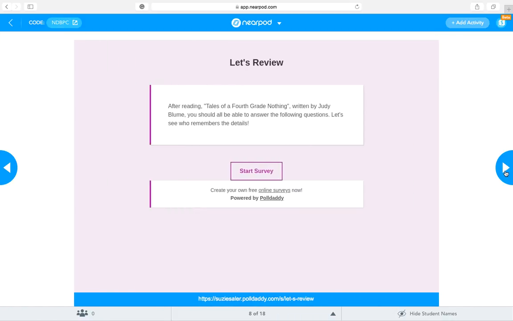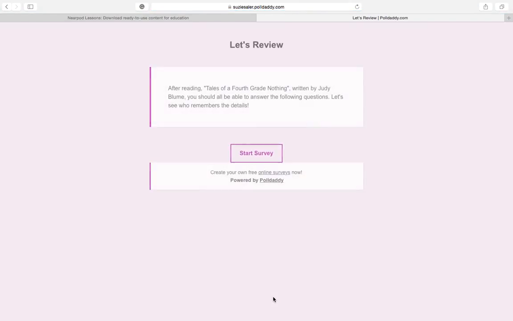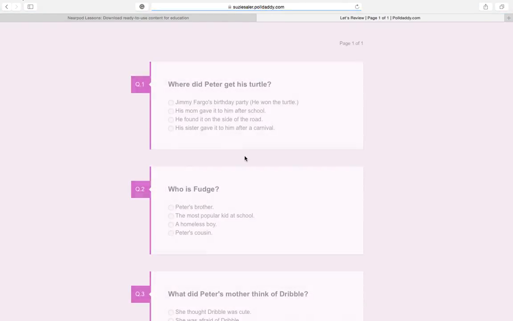So, okay, my first one is just going over background knowledge. So I decided to use Poll Daddy for my surveying. So this is what it looks like. You hit Start Survey. There we go. So since the students would already have their Chromebook, I would basically just go over with them how to access this website.